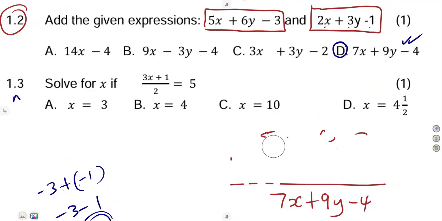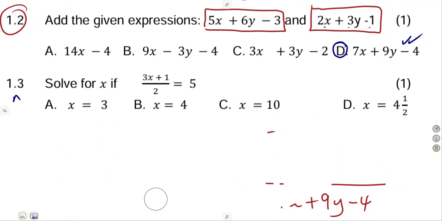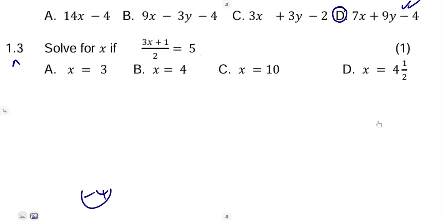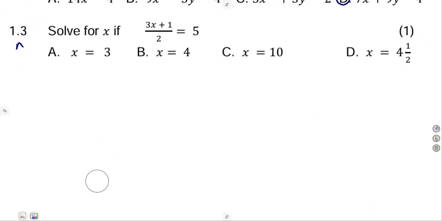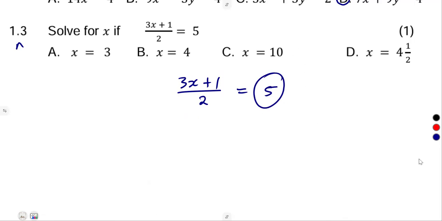Then on 1.3, solve for x. We are given an equation there. That's an equation and we must solve for x. So let us just look into our question. That's 3x plus 1, everything over 2, is equal to 5. This is a single fraction. So let us write 5 also as a fraction. This is the same as 5 over 1.